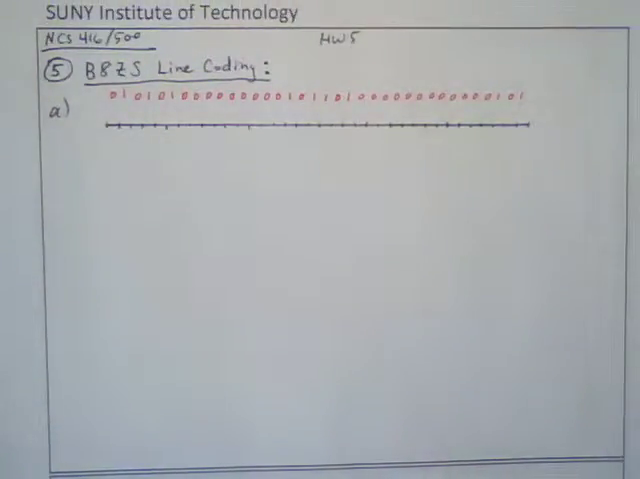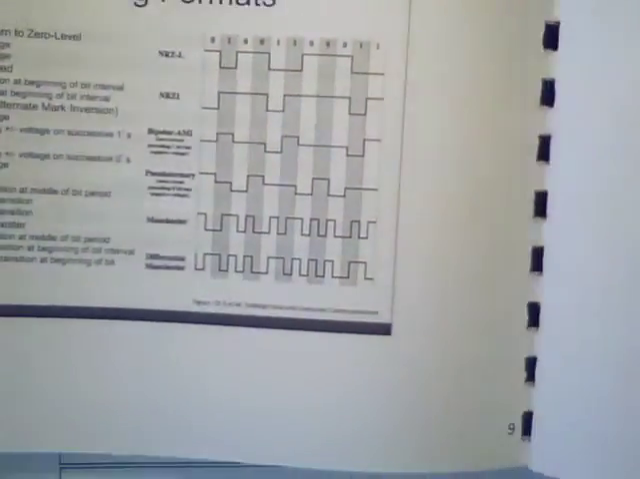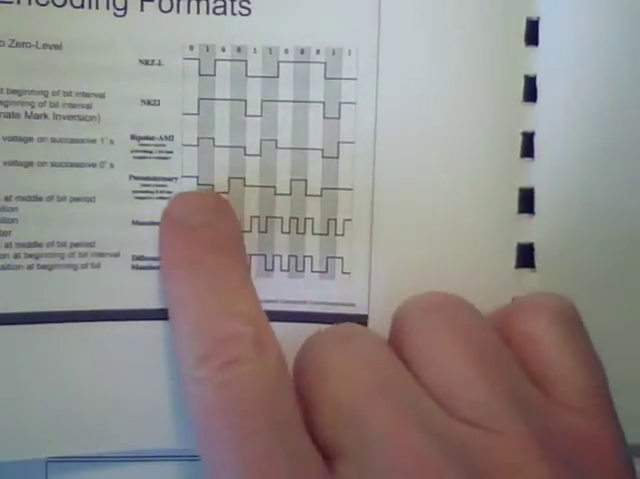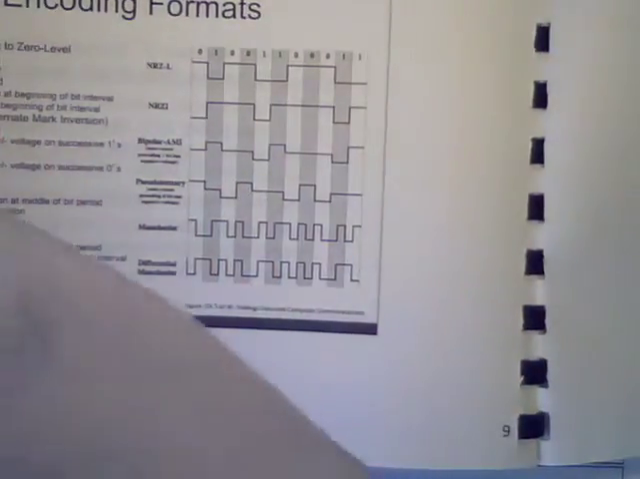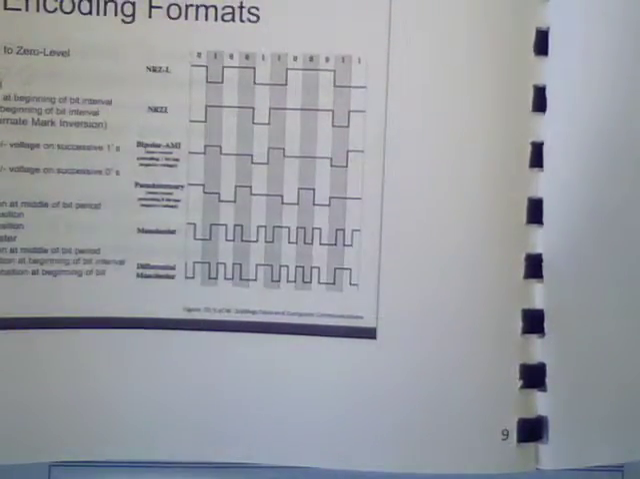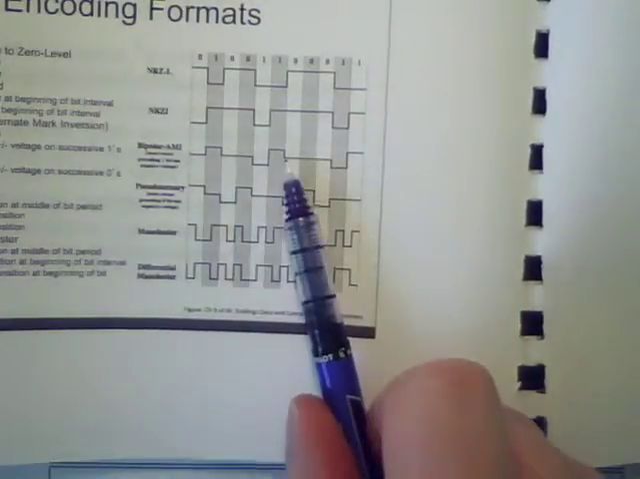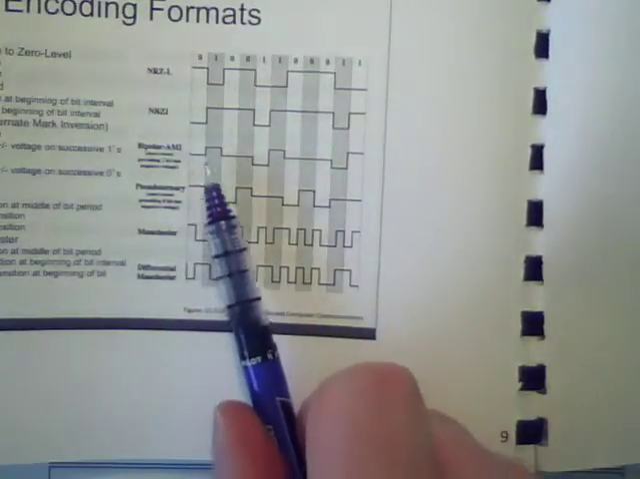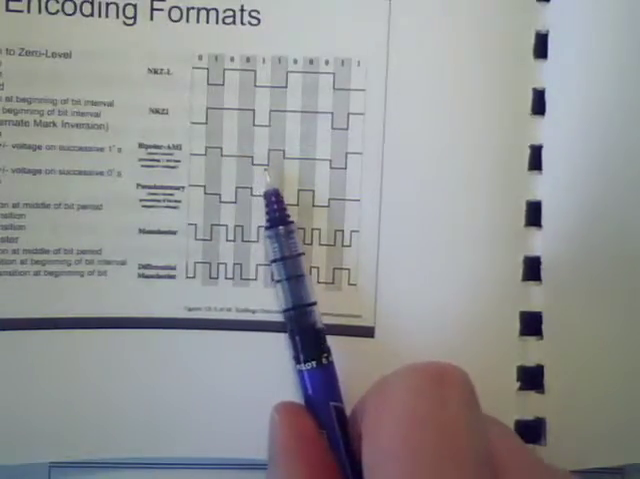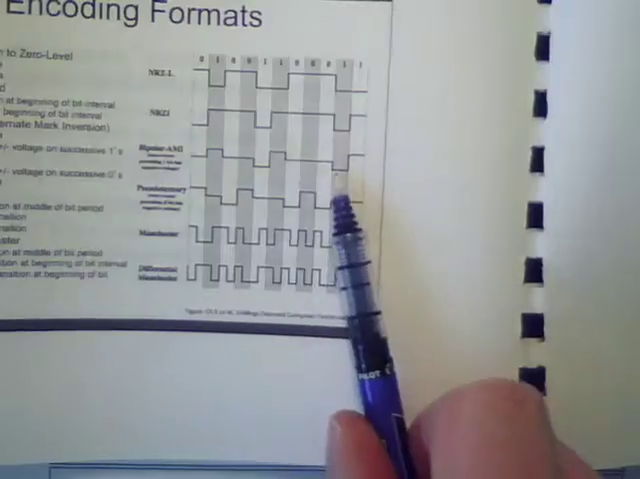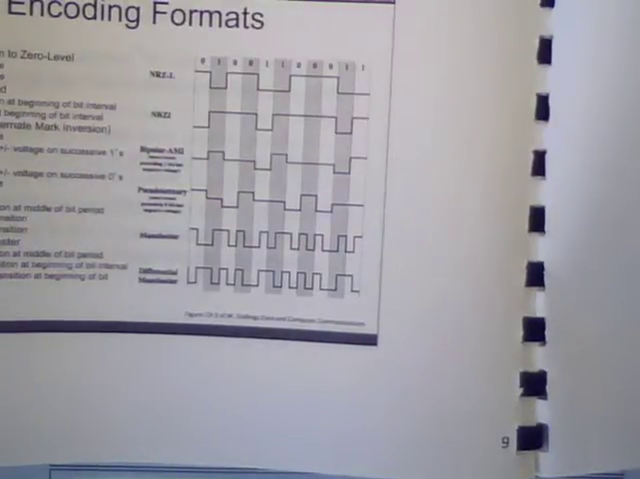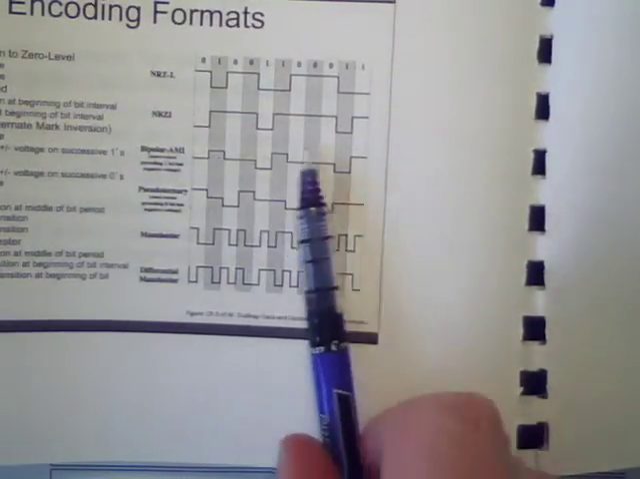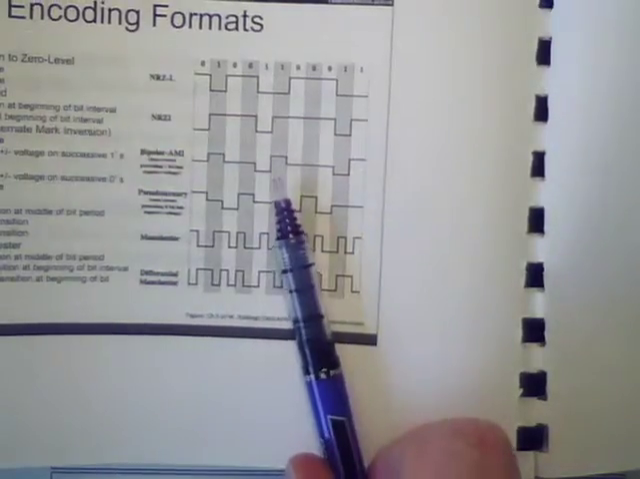And so the waveform on a bipolar AMI looks something like this, where every time we have a 1, we go to either positive or negative voltage. So we have 0 voltage when we have zeros, and then every time we get a 1, we go either positive or negative, and we alternate between positive, negative, positive, negative, positive. So alternating mark inversion.